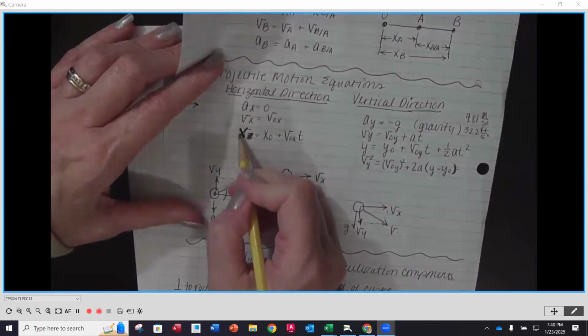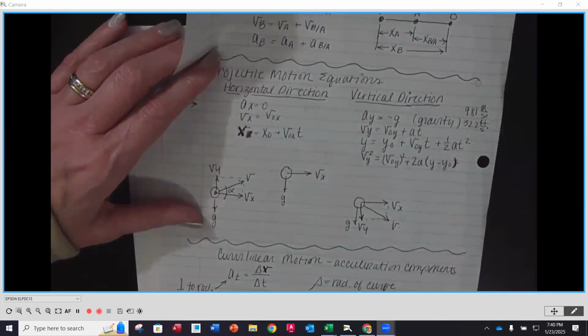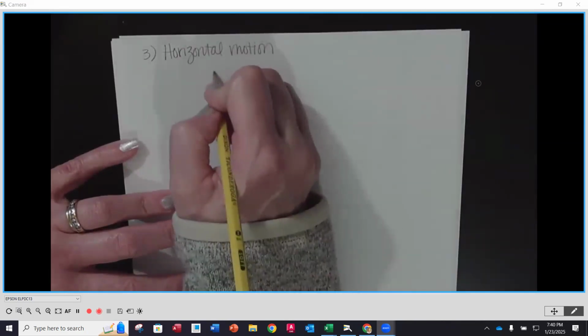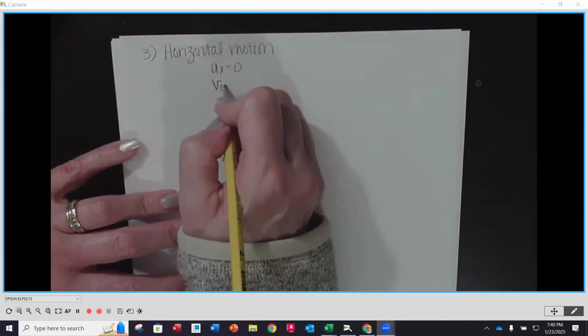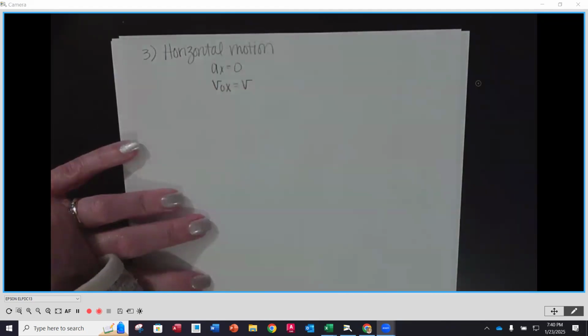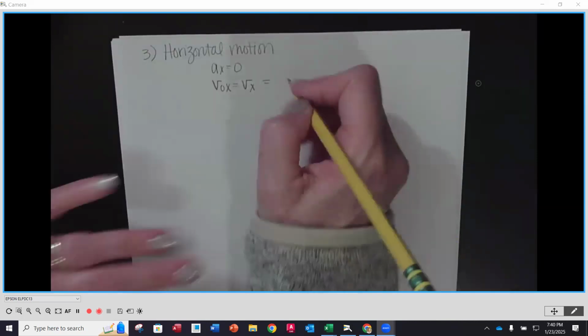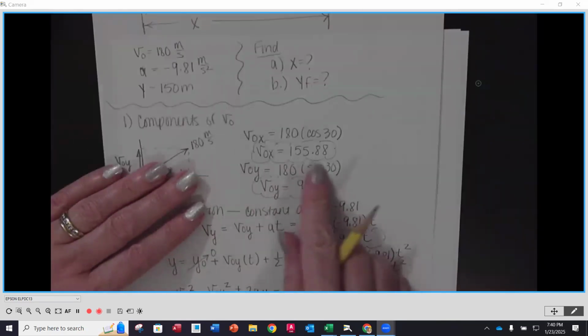So this is just x. I crossed out, I had made a mistake. I used a pen. I didn't have a pencil at the time. That's okay. All right. So as we look here, we know that ax is equal to 0. We know that our velocity OX is going to be the velocity along any time in the x direction. And we know that to be 155.88. It's this right here.